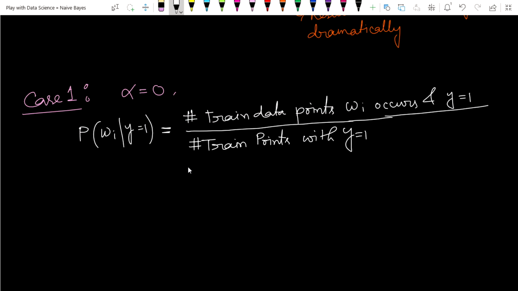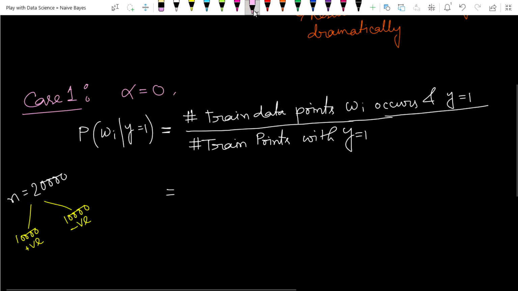We have seen this probability many times. Let's take our training data, suppose 20,000 data points, and in this 20,000, the positive data points are 10,000 and the negative data points are also 10,000. So what will be the value of this?